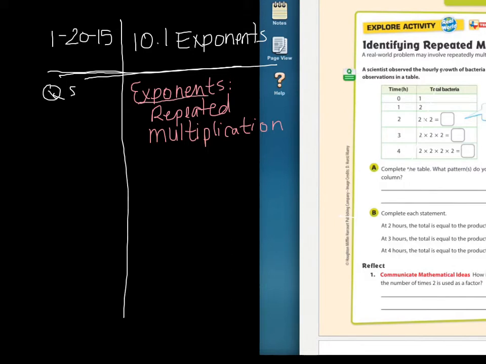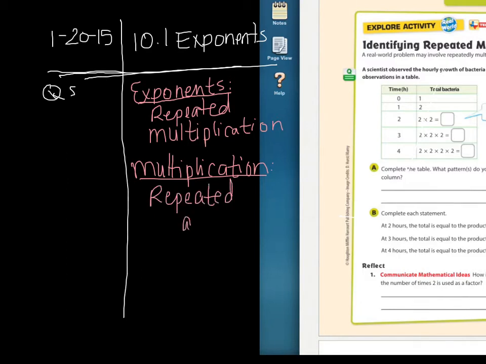Alright, so exponents is repeated multiplication. Remember that multiplication is repeated addition. There's a big difference. Repeated addition.